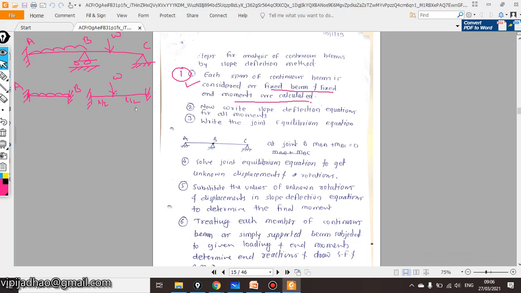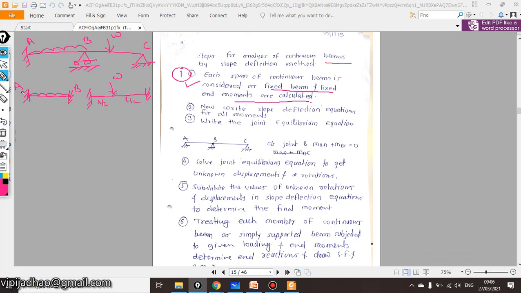Okay, so we are checking the different steps for analysis of continuous beams by using the slope deflection method. Step number 1 is to consider each span of your beam as a separate fixed beam and calculate the fixed end moment. So if we have a continuous beam like this, ABC, then consider each span AB and BC as a separate fixed beam and calculate the fixed end moment.